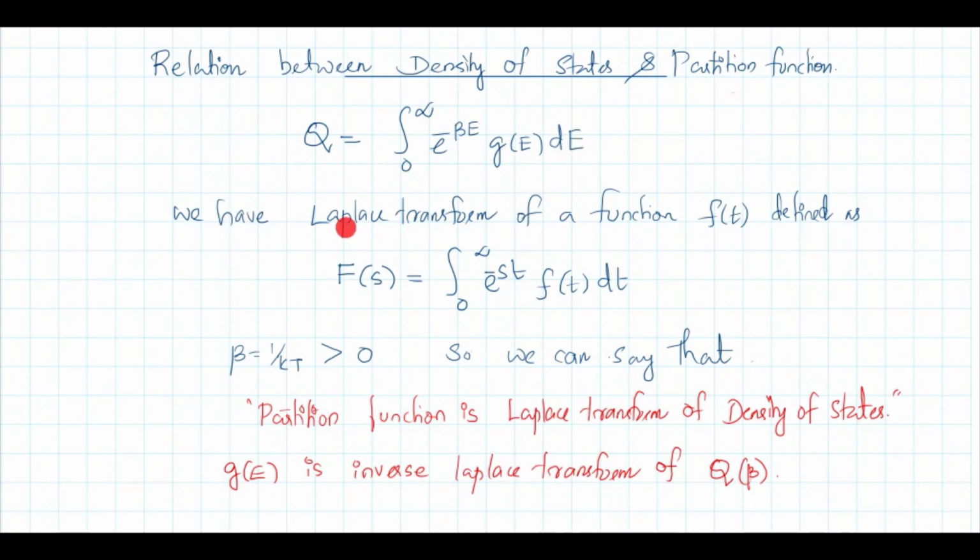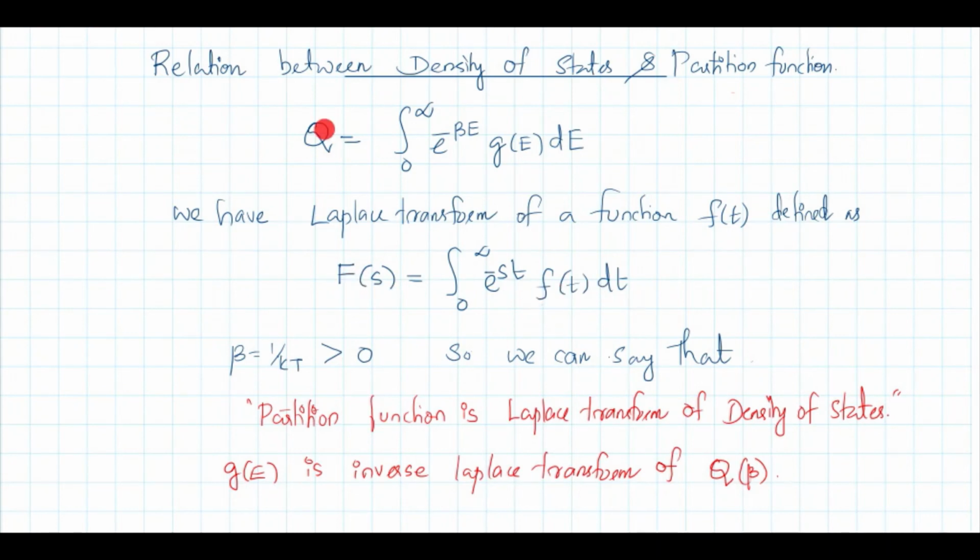From the classes of mathematical physics, we know that the Laplace transform of a function f of t is defined as F of s, where this is capital F and this is small f. F of s is equal to the integral from 0 to infinity of e raised to minus st times f of t dt. This is an integral transform. This is a definite integral over the variable t. Then you will get a function of s, and that is given by capital F of s. This is the definition of the Laplace transform.